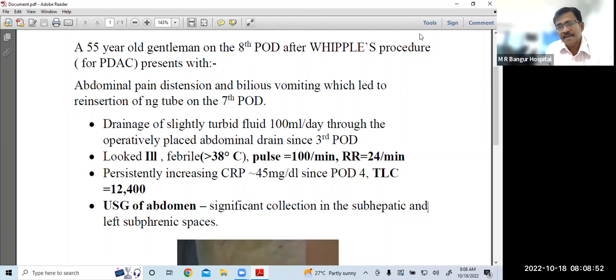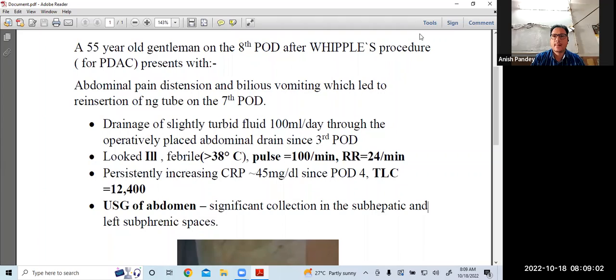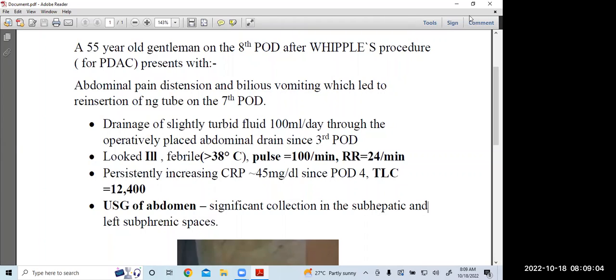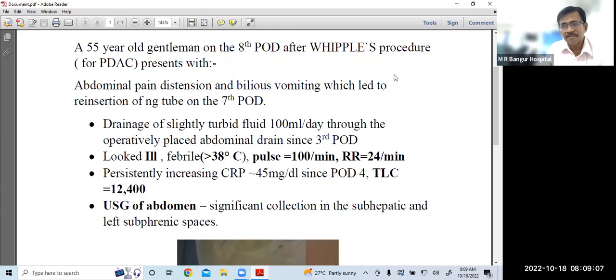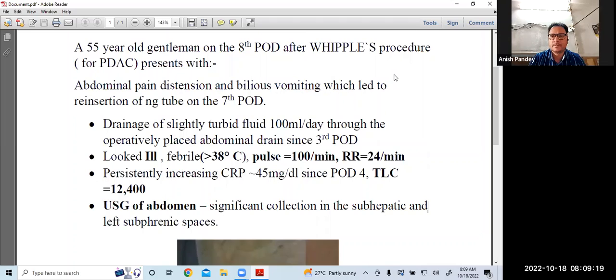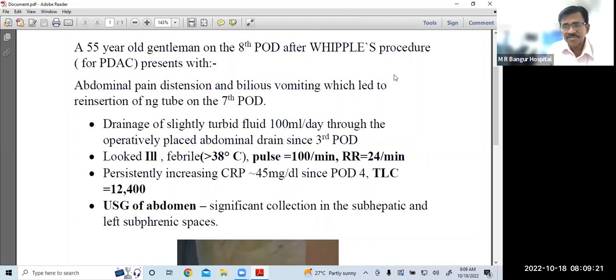Do you think that in this patient the drain is functioning well, even in the ultrasound report? If you have a significant collection and the drain is draining only 100 ml, you think the drain is all right? I don't think so. The patient has ultrasound showing significant collection, CT might show much more, and the drain is 100. So this is a situation where the drain is not functioning well, and more so, the patient has got a left subphrenic collection.